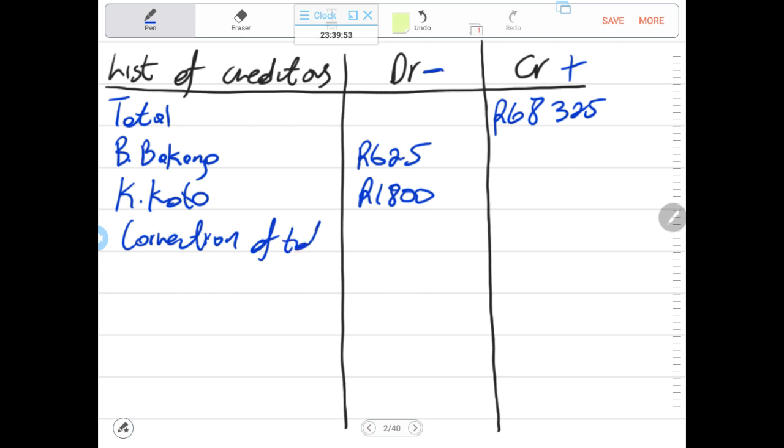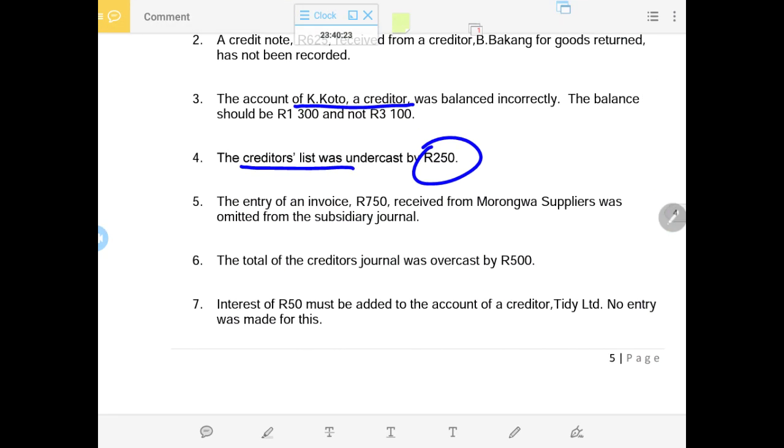Correction of total. And now they say it was undercasted, meaning the credit side was less than it was supposed to be. And be reminded that our creditors total or balance is on the credit side. So if they say the total was undercasted, that means the credit side was less than it was supposed to be. So we need to increase it by 250. It's supposed to be up by 250 rands. Now we are still moving in that same spirit.